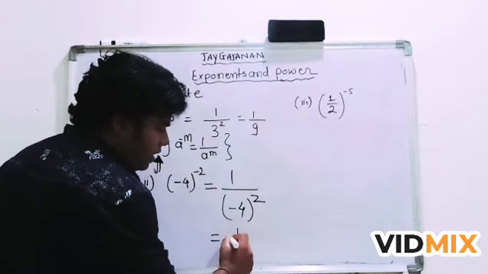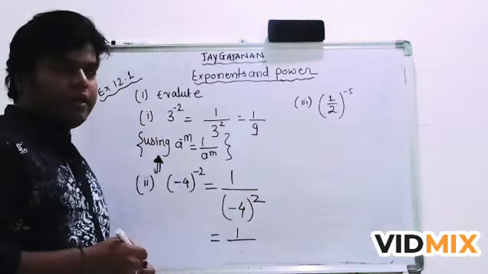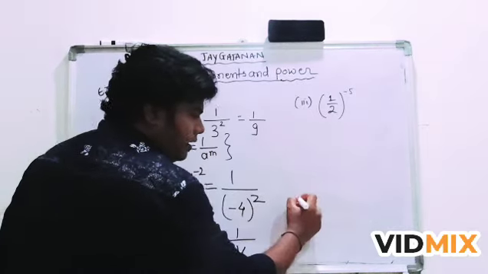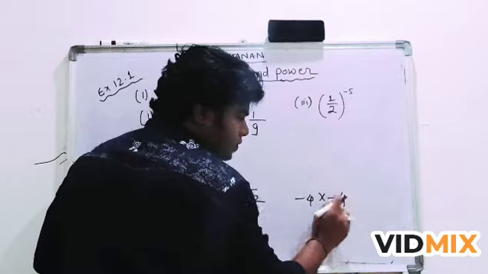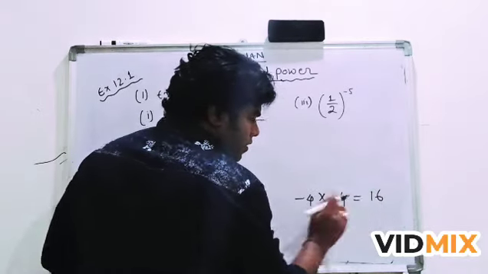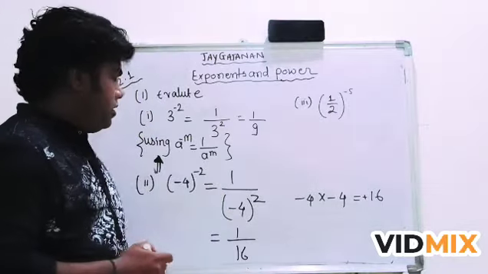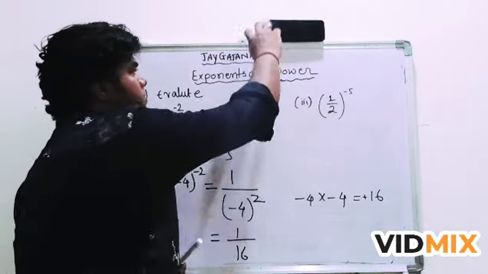This will become 1 upon 4 square, minus 4 squared is positive 16. So 4 square is 16. How does this come? Minus 4 multiplied by minus 4. 4 fours are 16 and minus minus will become plus. So therefore plus 16. So this is your answer to question number 2.